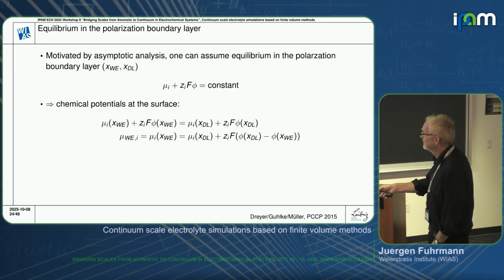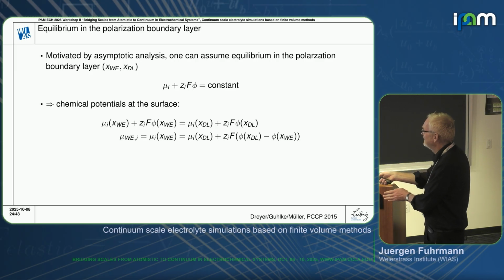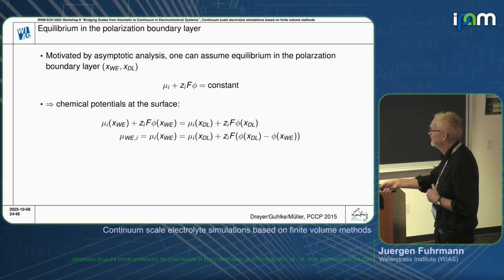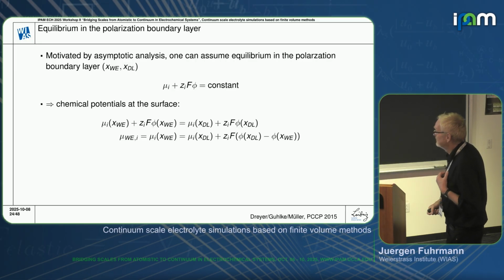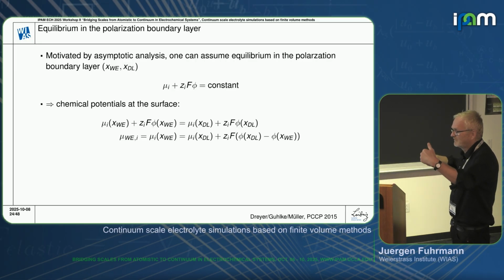Yeah? So that means that the electrochemical potential at the surface is the same as the electrochemical potential at the interface between the double layer and the bulk electroneutral domain, where everything is already electroneutral. And then we can calculate the surface chemical potential from the chemical potential at the bulk side of the double layer plus the difference of the electrostatic potential over the polarization boundary layer.